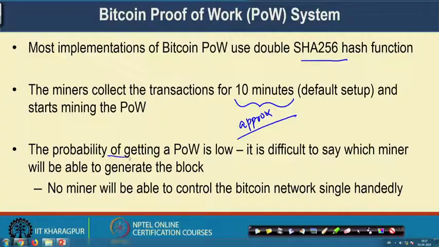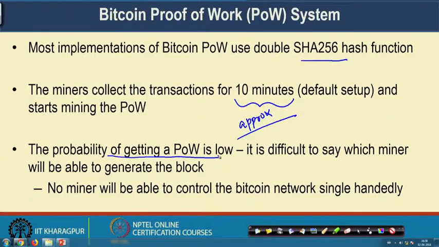Now, the probability of getting a proof of work is low. Because the probability is low, it is difficult to say which miner will be able to generate the block. So, you have multiple miners who are simultaneously trying to generate a block, and one of those hundreds or thousands of miners in the Bitcoin network will generate the block. Because this probability is low, no miner will be able to control the Bitcoin network single handedly. Ideally, it will not happen that one miner is able to generate all the blocks in the Bitcoin network.